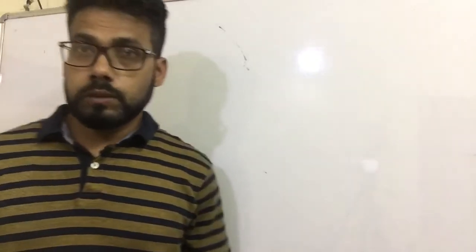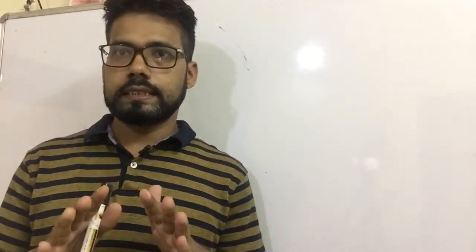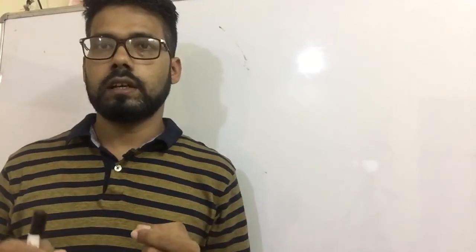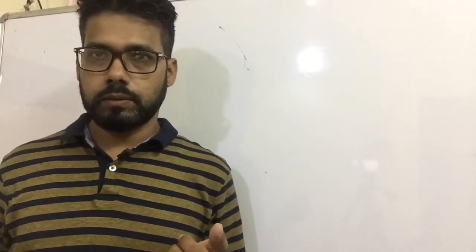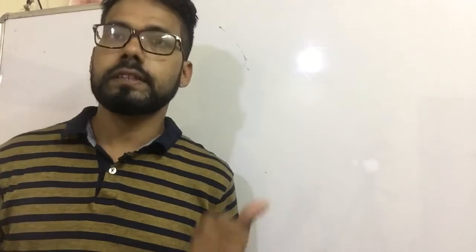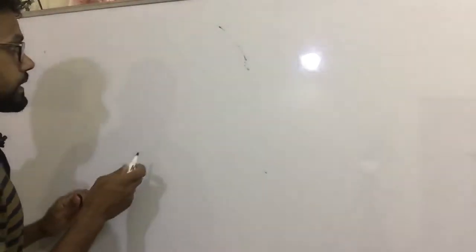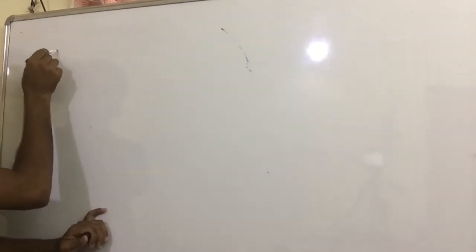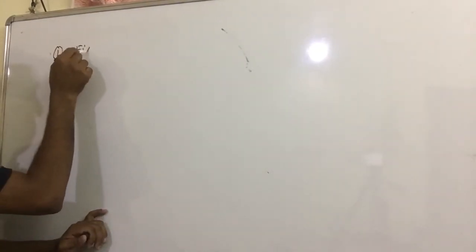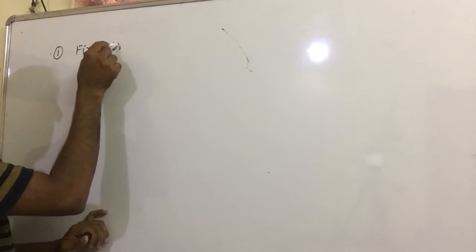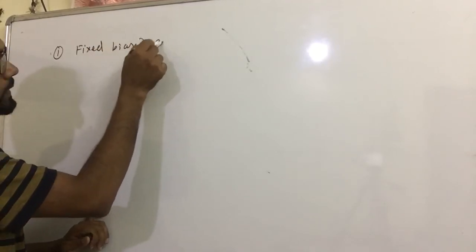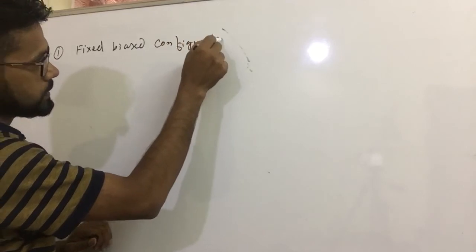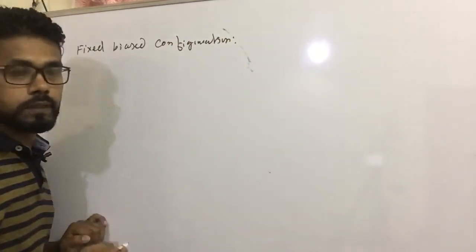There are two possible configurations I will discuss in this class. One is called fixed bias configuration, and the other is called emitter bias configuration. The first one is the fixed bias configuration. So under DC biasing, I will discuss fixed bias configuration. What is a fixed bias configuration?